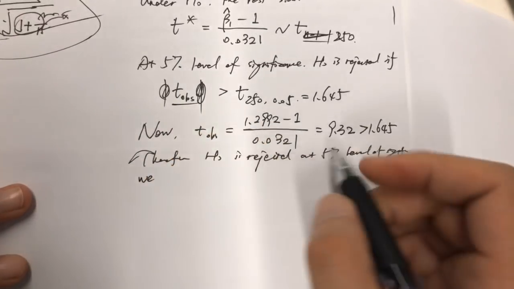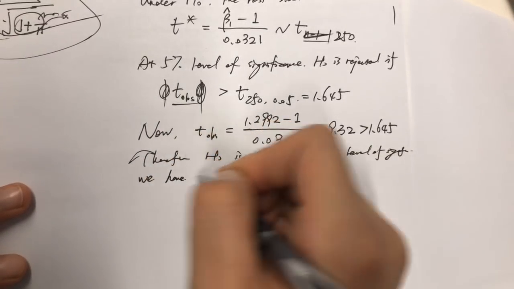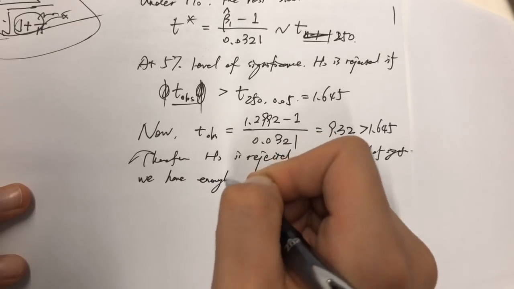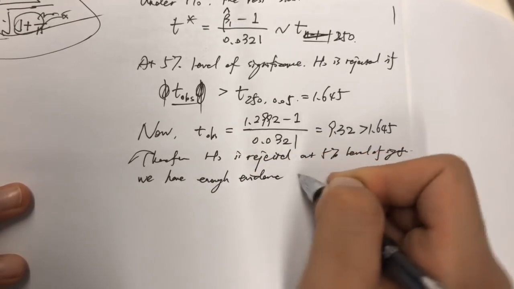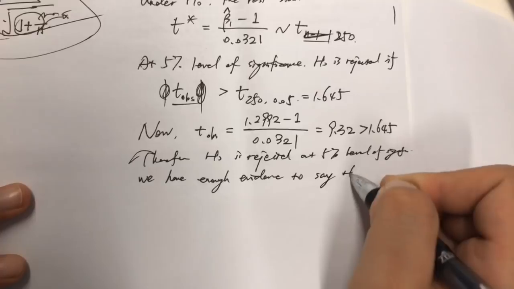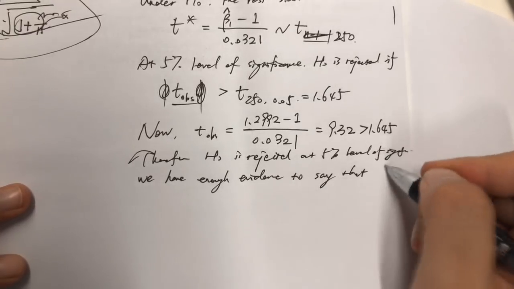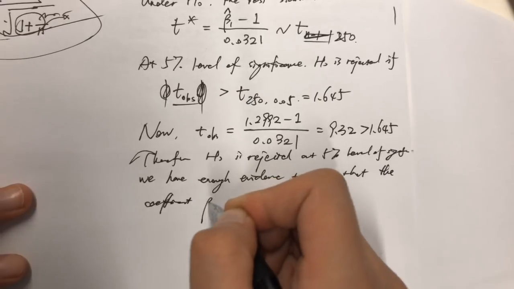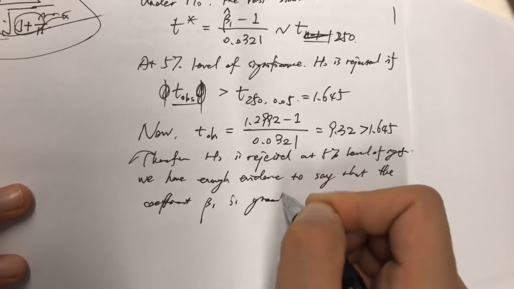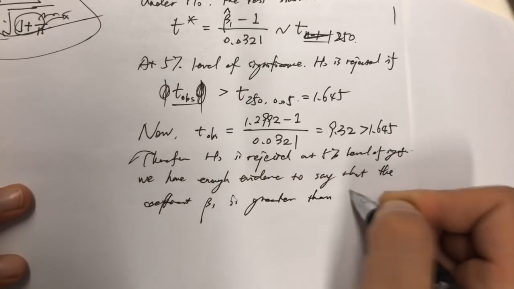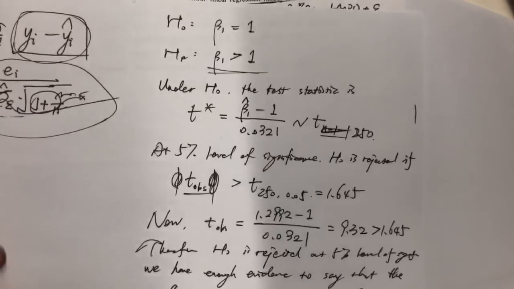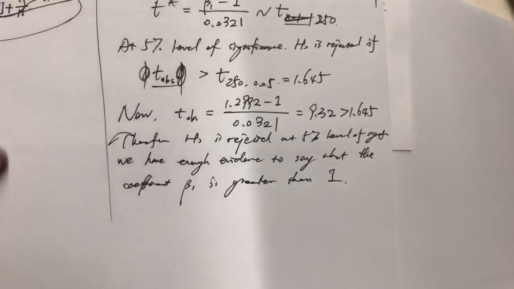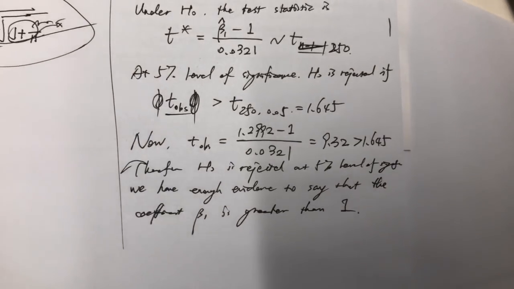We have enough evidence to say that the coefficient beta 1 is greater than 1. Is that right? Okay, so this is just a full process of doing a hypothesis testing, right?